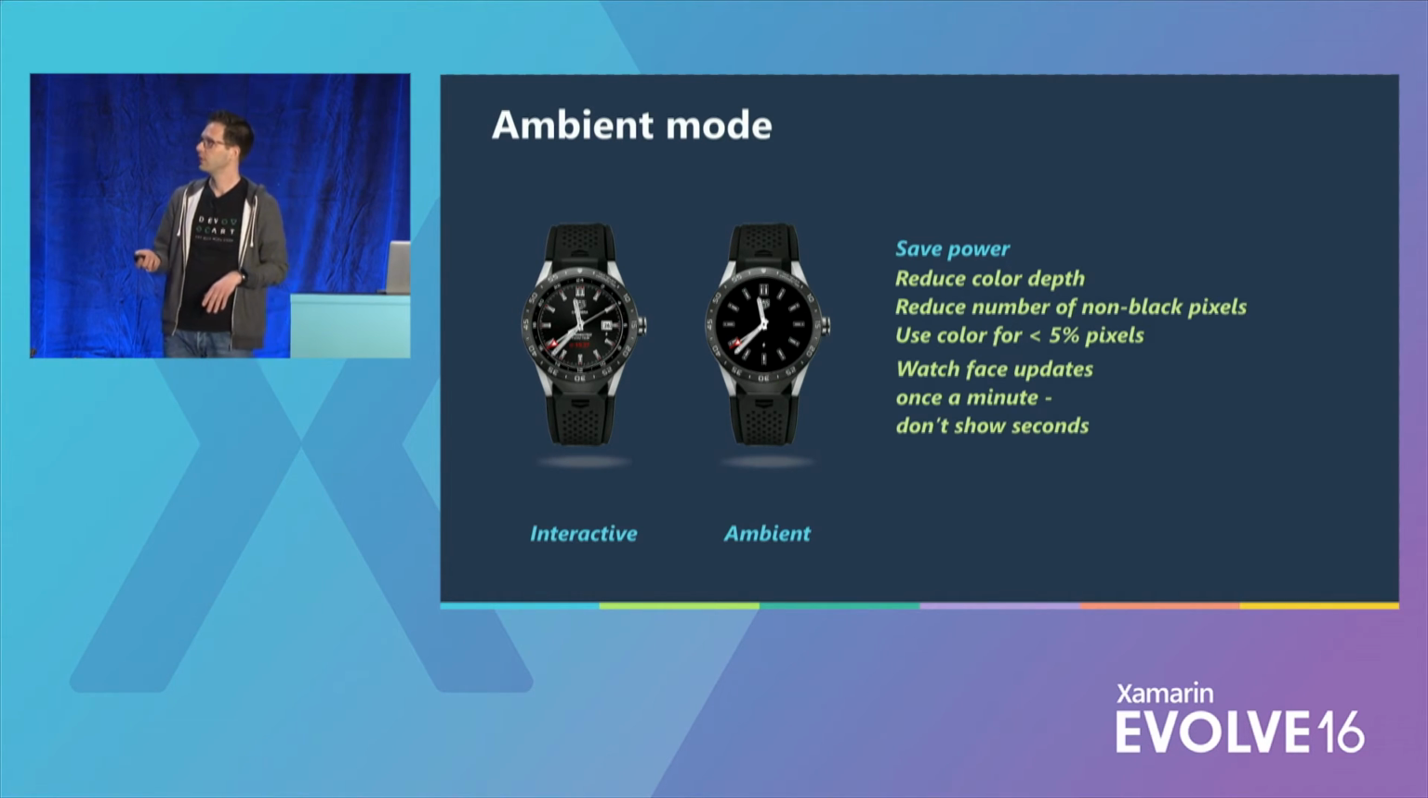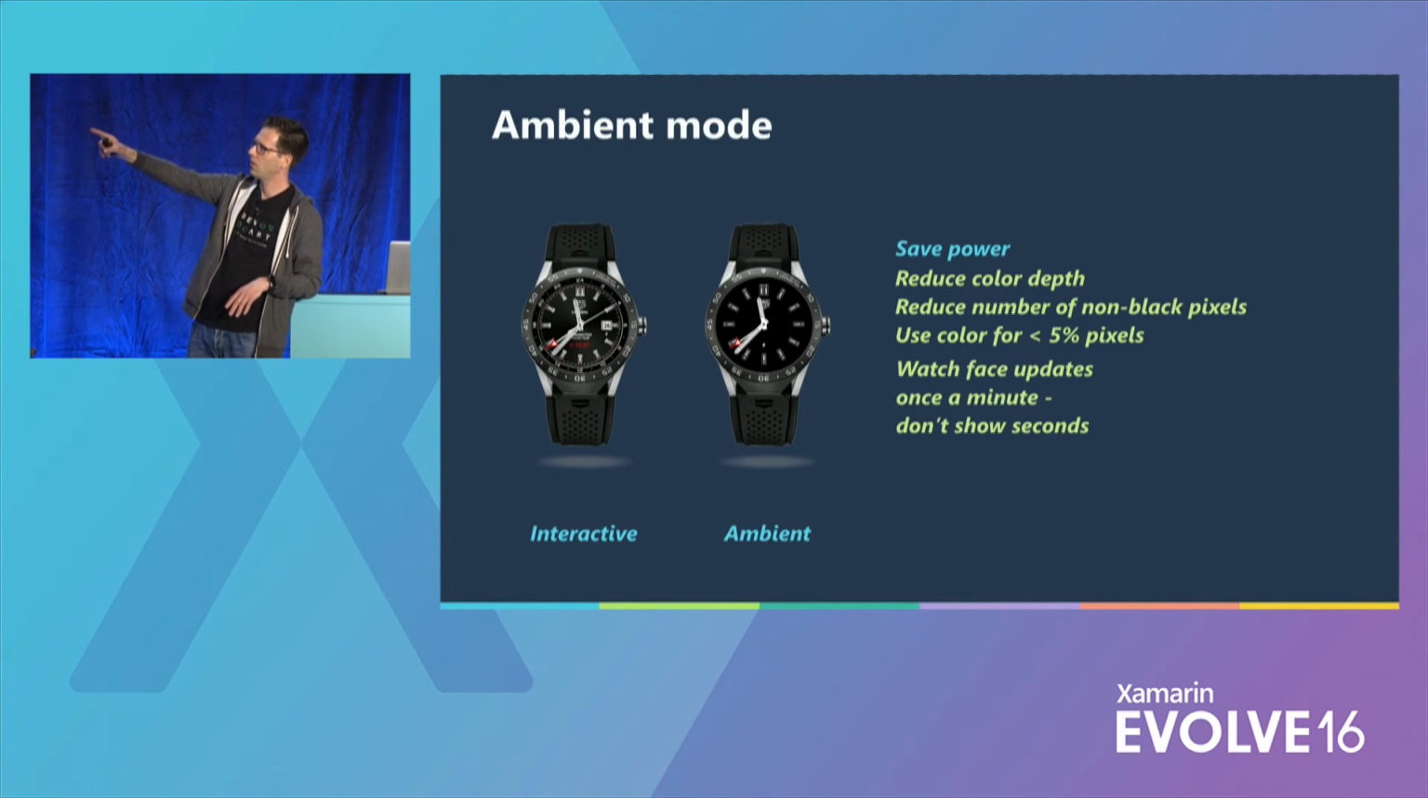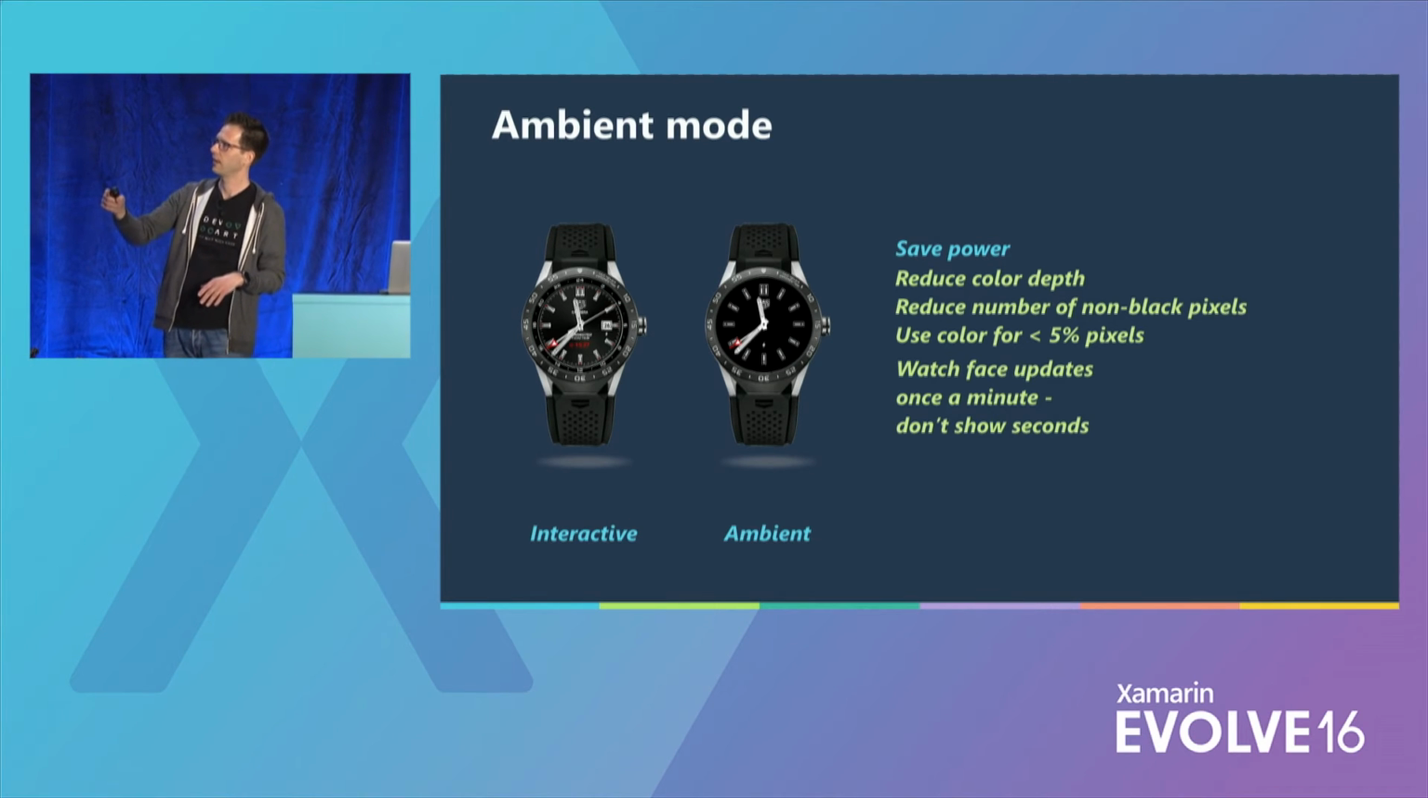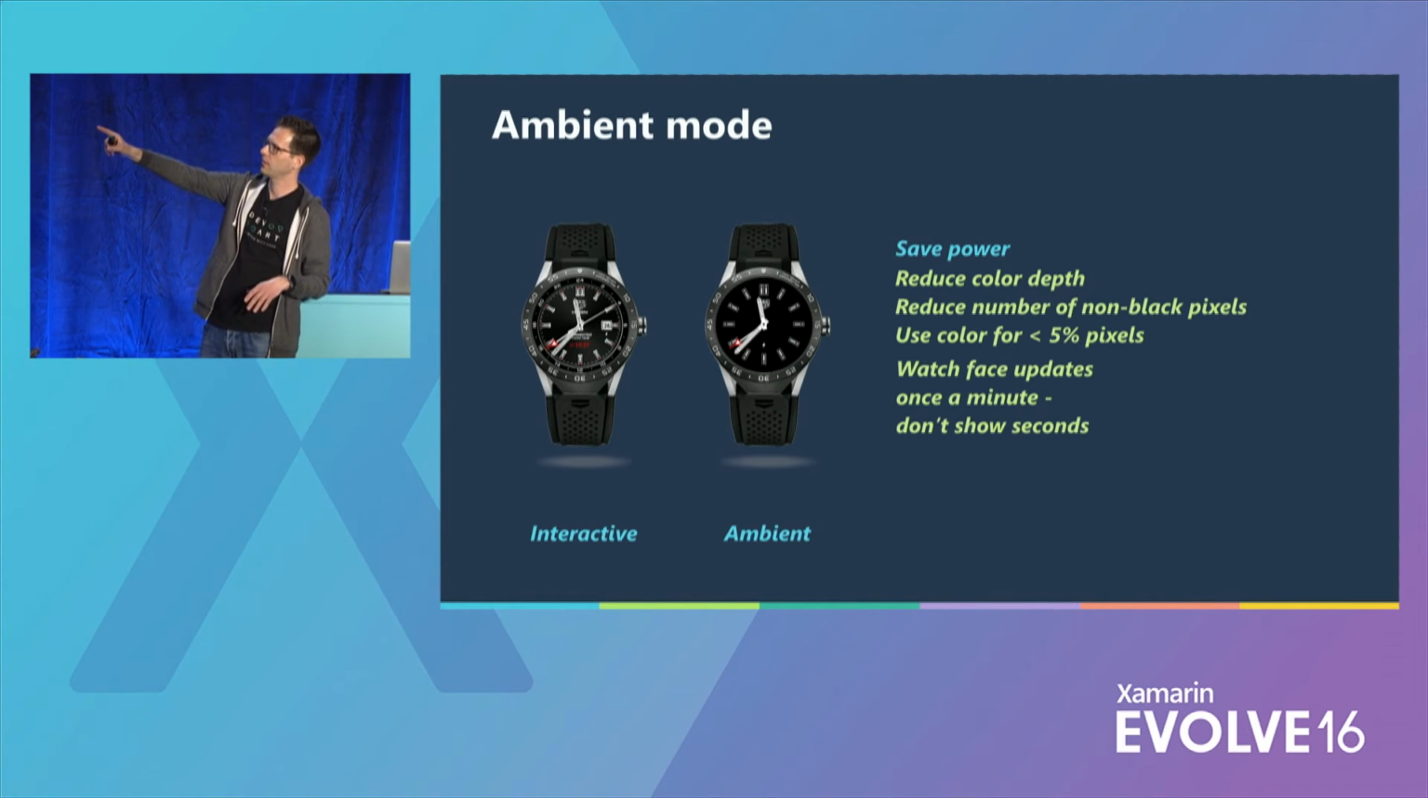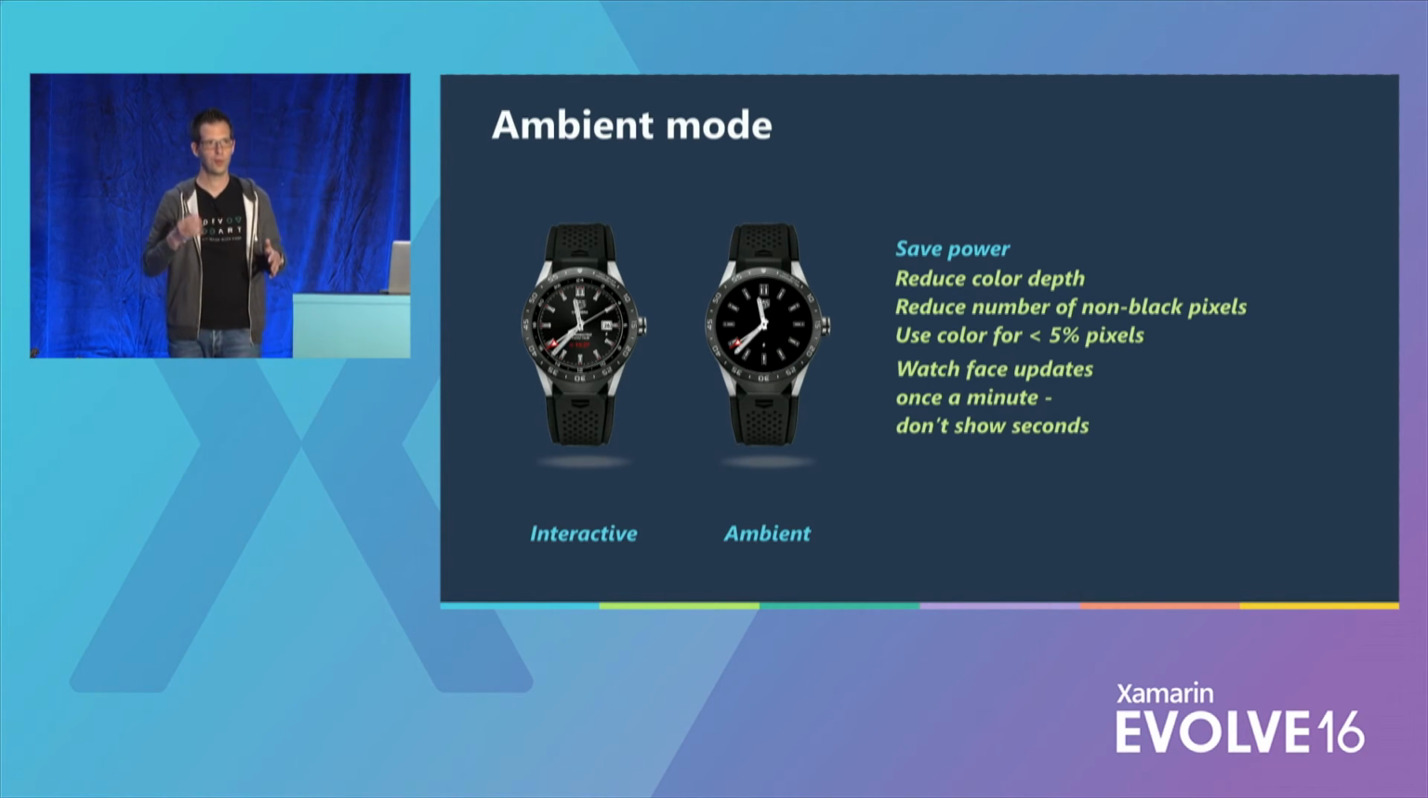Also, it doesn't display a seconds hand. The thing with the red arrow on the end, that's a GMT hand. So it's not a seconds hand, it's a GMT hand which shows the second time zone. But you'll notice in the left-hand picture, the seconds hand is at the 2 o'clock position, and in the right-hand picture, it's gone. So no regular updates for the seconds in ambient mode.